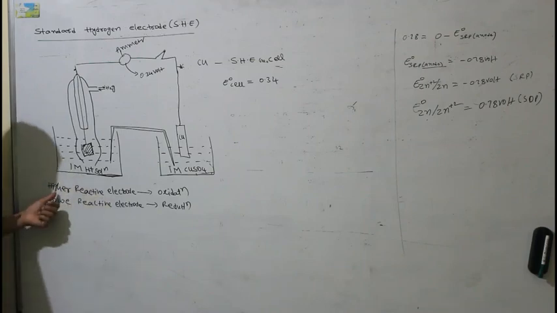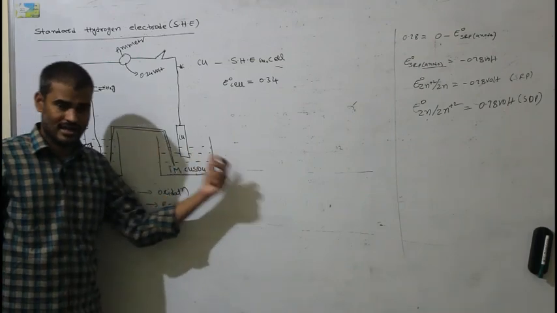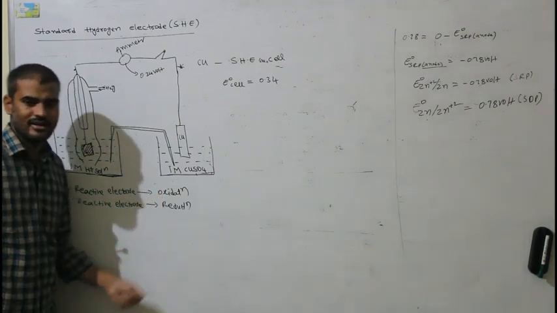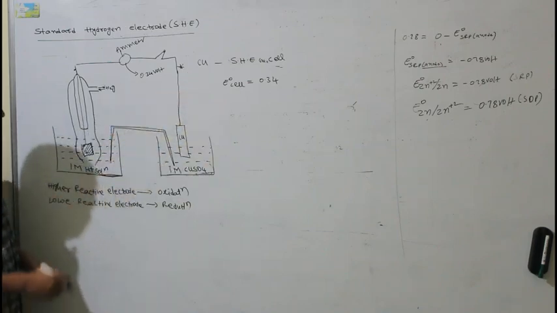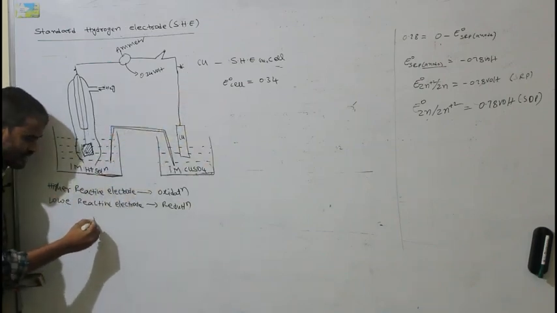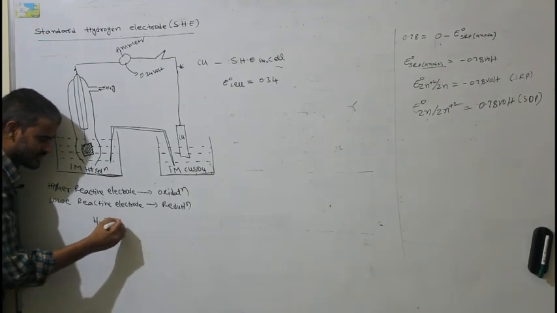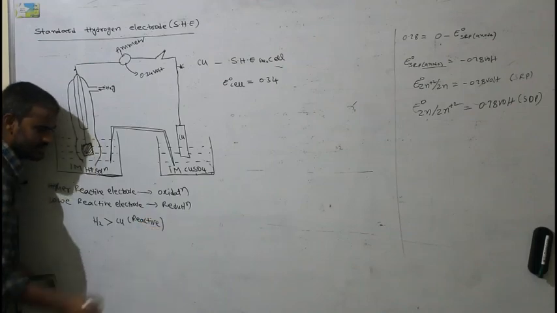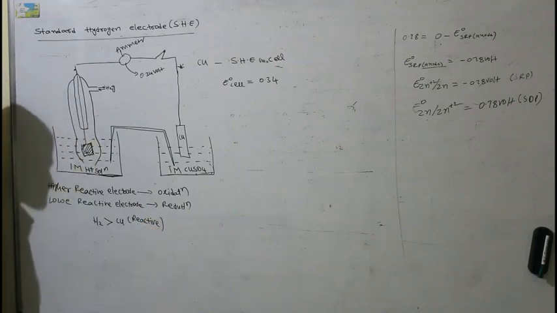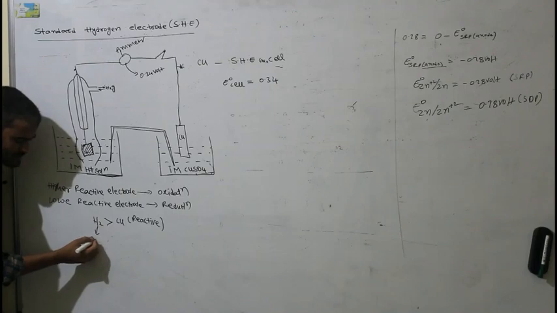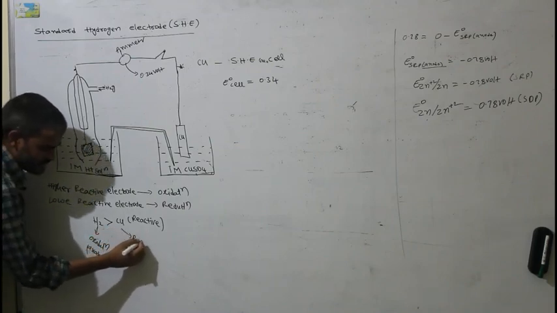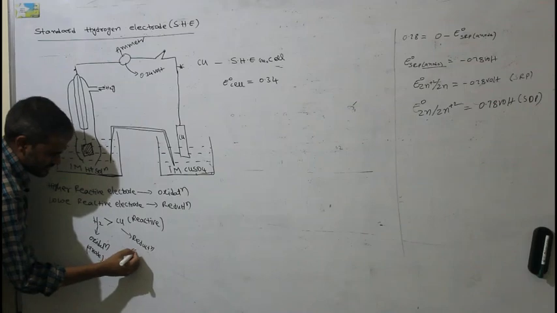Okay, so for that you need the anode reaction and cathode reaction. The higher reactive one will undergo oxidation, the lower reactive one will undergo reduction. Among copper and hydrogen, hydrogen is more reactive than copper. Hydrogen will undergo oxidation, which acts as an anode. Copper will undergo reduction, which acts as a cathode.